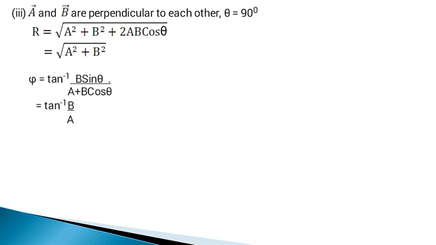Now the direction of resultant vector is obtained by the formula phi equals tan inverse B sin theta over A plus B cos theta. Substituting theta equals 90 degree, we have sin 90 equals 1 and cos 90 equals 0. So phi equals tan inverse B by A, which gives the direction of resultant vector. So this much for triangle law of vector addition.